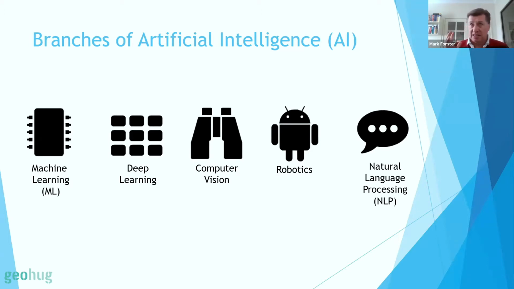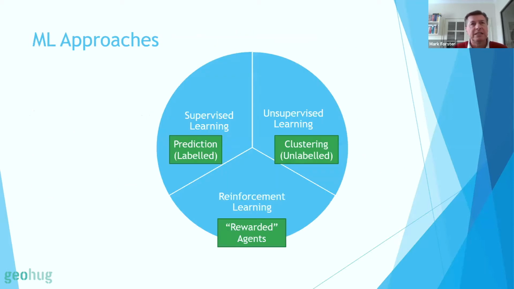There are a number of branches of artificial intelligence. Machine learning is one of those. Another one is deep learning, which is very closely related to machine learning. It's just a different approach. And then we have the more visible aspects of AI. Those are things like computer vision, robotics, and natural language processing. Today I'm going to be talking about machine learning.